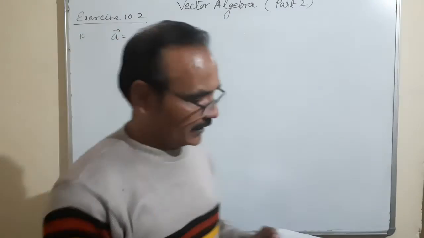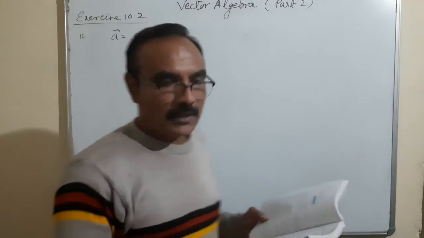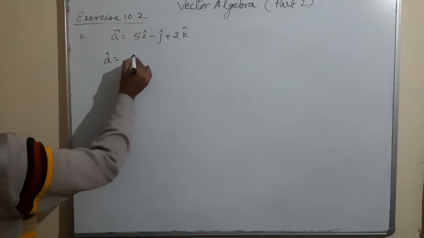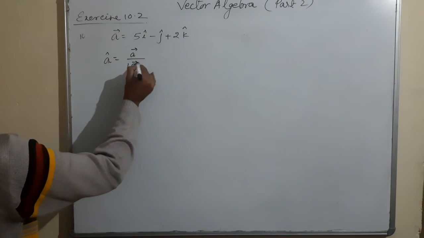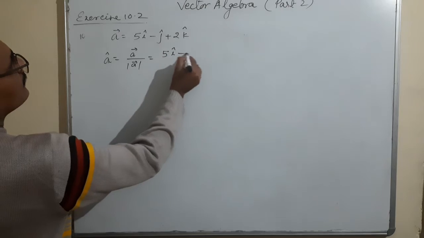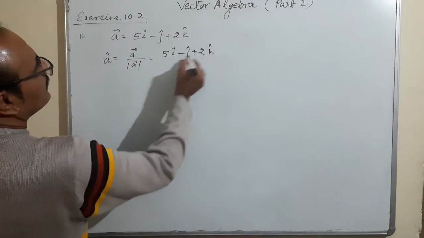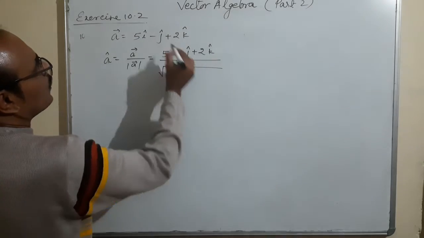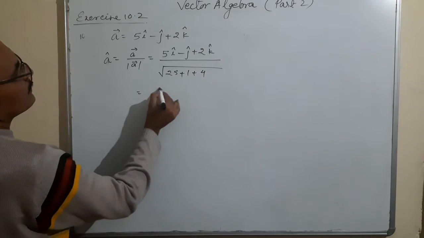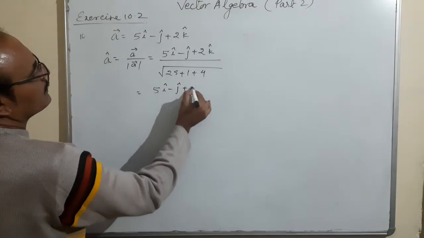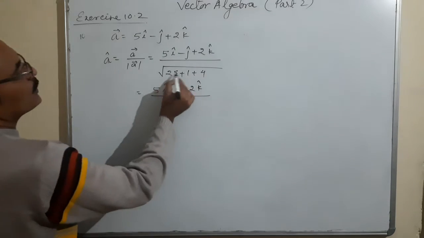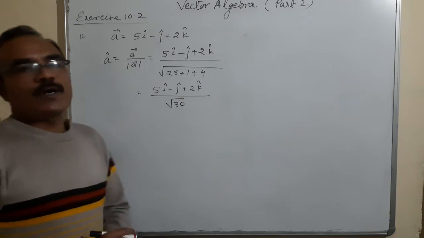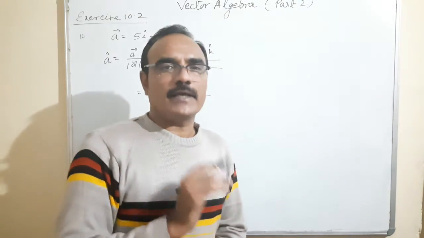10th question. 5i minus j plus 2k, which has magnitude 8 units. So we will find the unit vector first. Unit vector is equal to vector A upon magnitude of A. Vector A, 5i minus j plus 2k, upon under root 5 square 25, 1 square 1, plus 4. So 5i minus j plus 2k upon under root 30. Is it okay? That is the unit vector. But we want to find the vector having the magnitude 8.